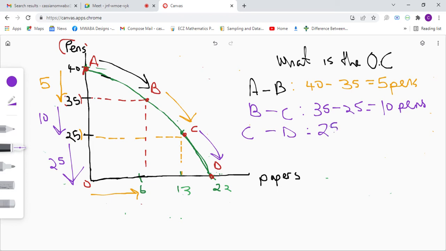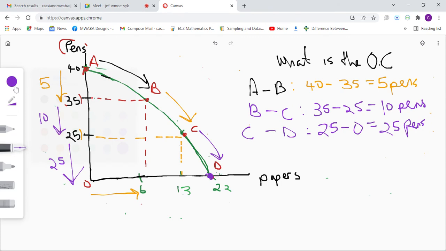Now we can also work in reverse. We can move back from D to C and we can still calculate the opportunity cost. So let's do that. So say here it's 25. At point D, we are only producing papers, all right?